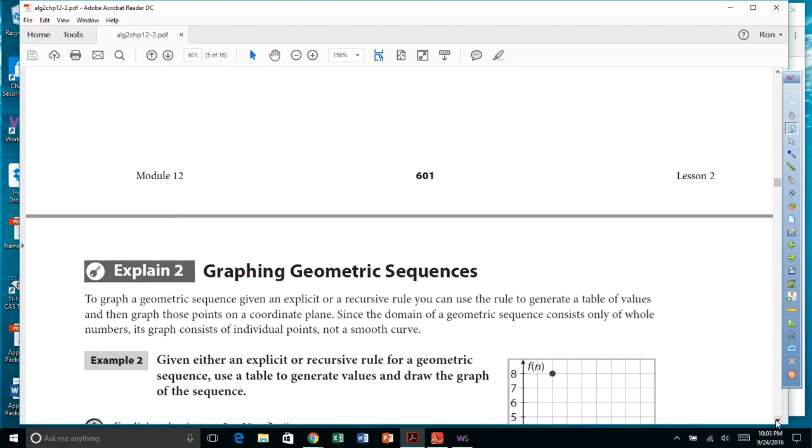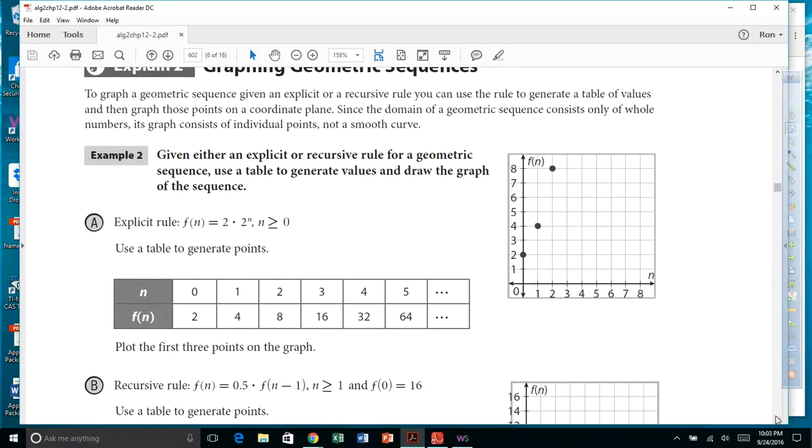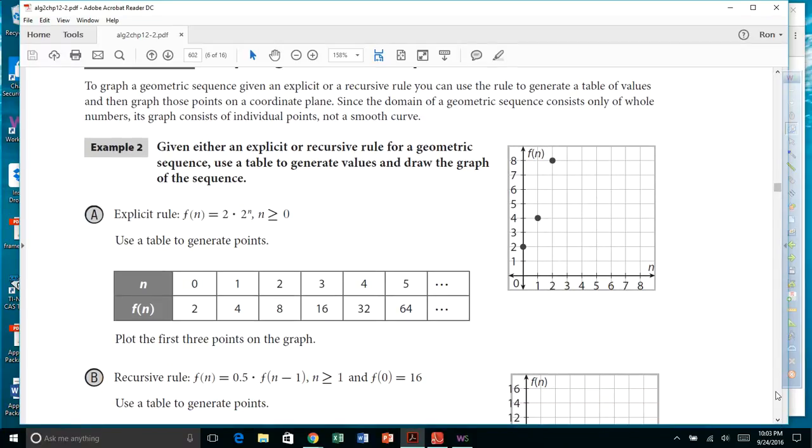Graphing geometric sequences. To graph a geometric sequence, give an explicit or a recursive rule. You can use the rule to generate a table of values and then graph those points on a coordinate plane. Since the domain of a geometric sequence consists only of whole numbers, its graph consists of individual points, not a smooth curve.